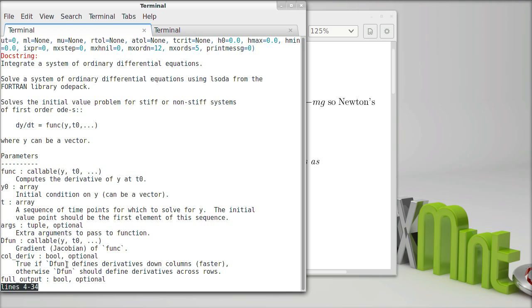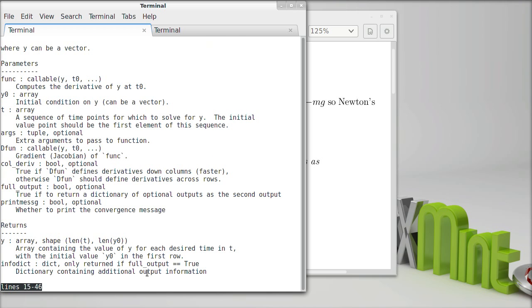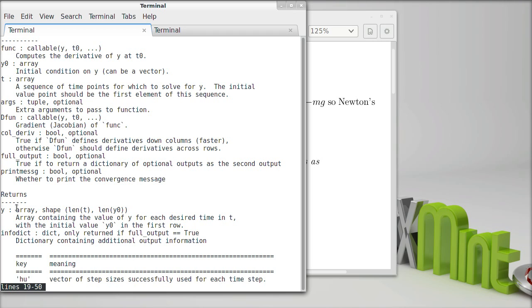There are other things that we can pass in. We can get full output, which we've seen before, where this returns lots of information about what the calculation is doing. We can get some messages printed. Again, we're going to ignore most of those. The important thing that this returns is y. This is a two-dimensional array that has one row for each time that we've passed in, and one column for each equation that we're solving in our system of equations. So this returns a two-dimensional array, assuming we have more than one equation, which we'll look at soon.